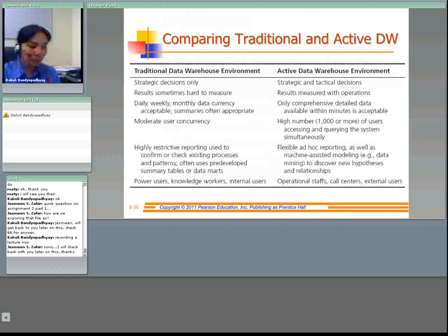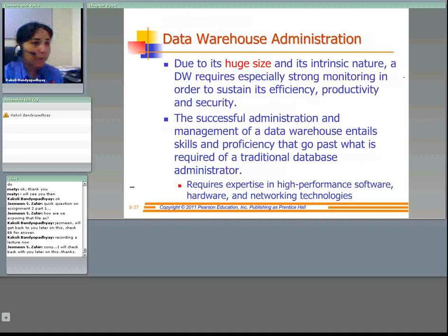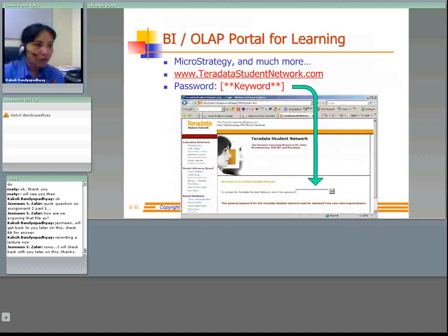If you compare the traditional and the active or real-time data warehouse, the traditional data warehouse supports strategic decisions only. It helps top-level people in the organizations. But the active data warehouse helps people at all levels of the organizations, with operational and tactical decision making. That's basically the most important benefit, that it empowers people at all levels of the organizations.